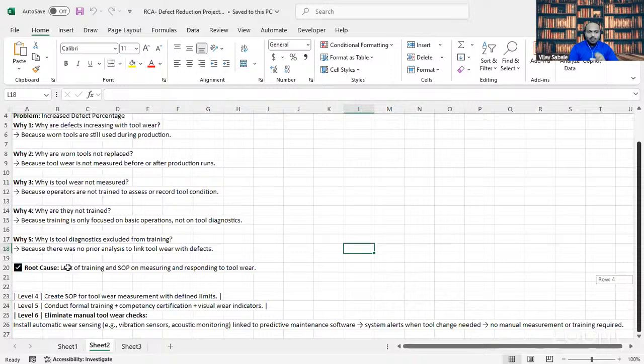To avoid that, we can create an SOP for tool wear measurement with defined limits. We can conduct formal training plus competency certification plus visual wear indicators. That can be level 5. And level 6 can be automatic wear sensing, right? Vibration sensors linked to predictive maintenance software.